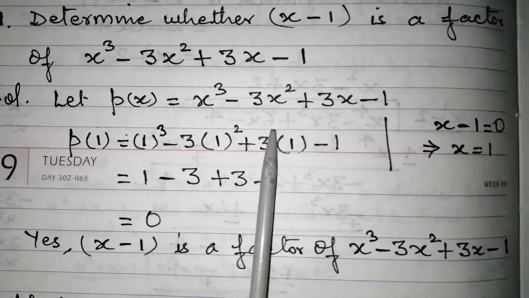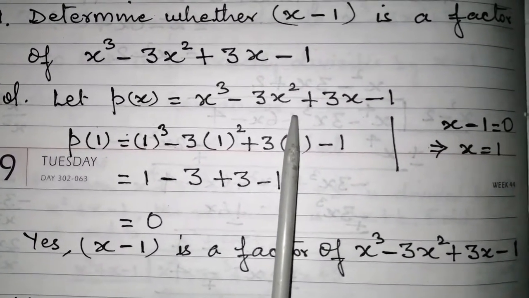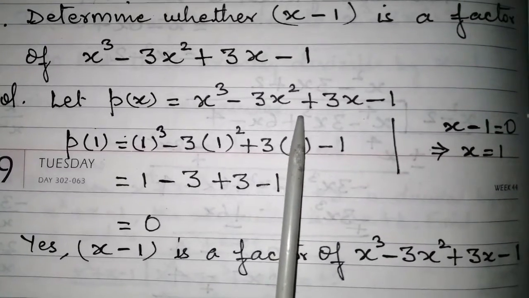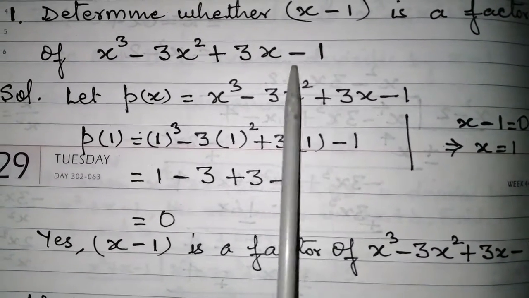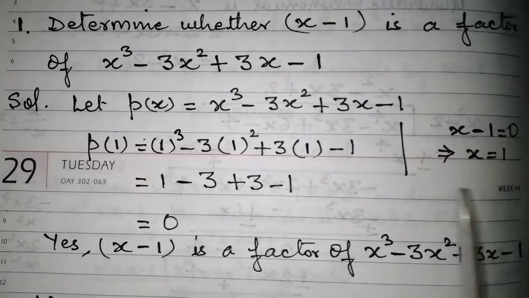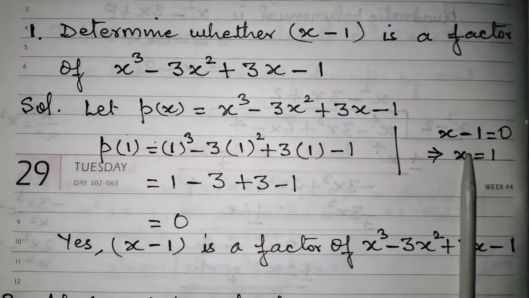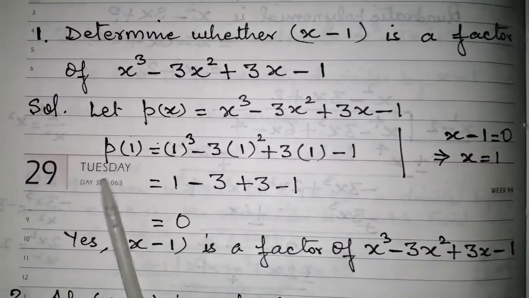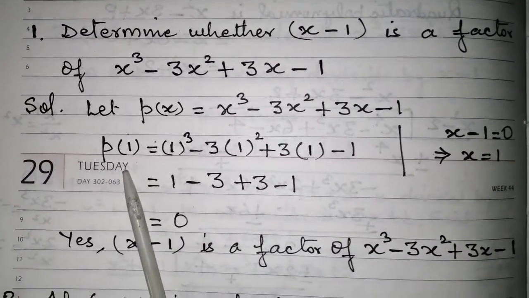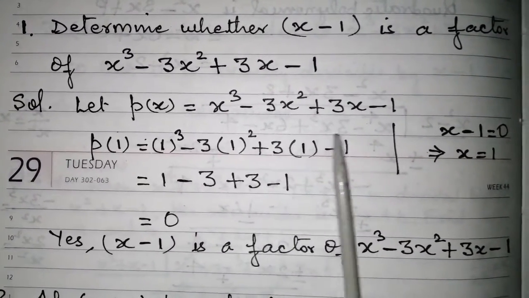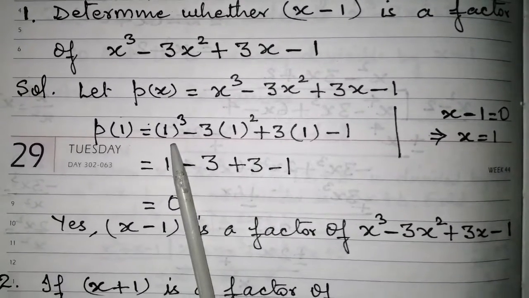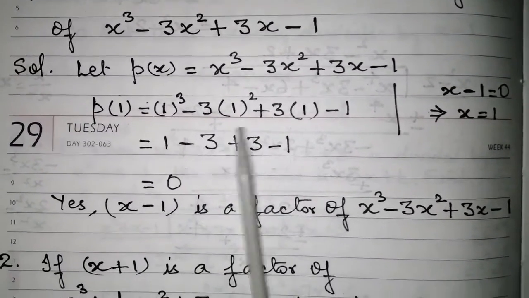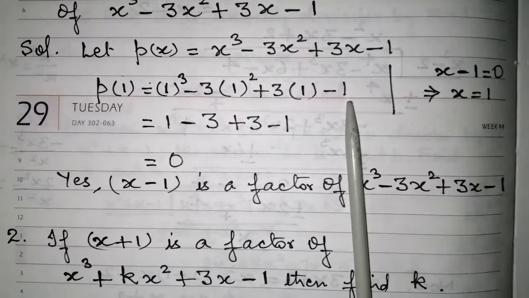Now, how do we find whether this is a factor or not? We find the remainder first. If the remainder comes to be 0, then x minus 1 will be the factor. Now to find the remainder, put x minus 1 equal to 0. You get x is equal to 1. Therefore, the remainder is p of 1. Wherever you have x, put x equal to 1. So you get cube of 1 minus 3 into square of 1 plus 3 into 1 minus 1.